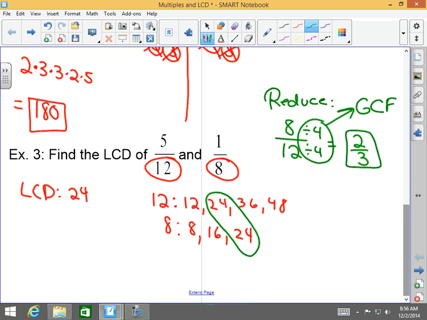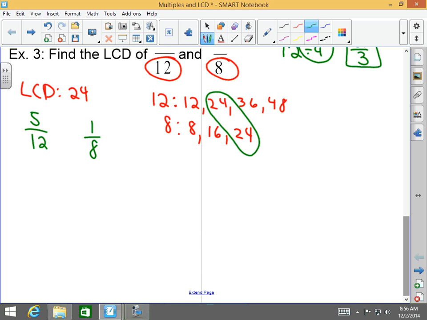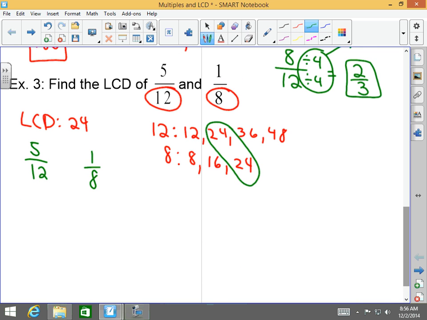Now, if I know that the least common denominator here is 24, let's say that I wanted to add these two fractions. I would have to convert each of the fractions, both 5/12 and 1/8, into a fraction that had the common denominator of 24. So I have 5/12 here, and I have 1/8. If I wanted to add these, which is coming up very soon, I've got to convert this to something over 24, and I got to convert this into something over 24.